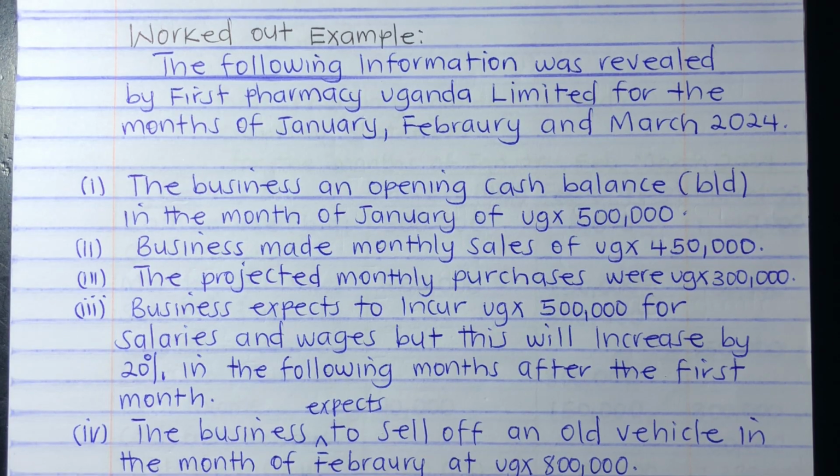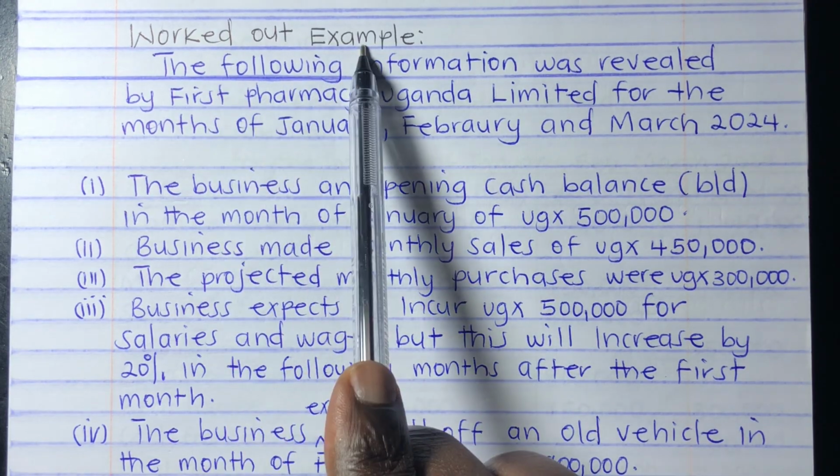Okay, in this second lesson, I've brought you a worked out example about the cash flow statements or the cash budgets. I'm going to read it out and then show you the worked out solution for the example I've given you. So this is our worked out example.